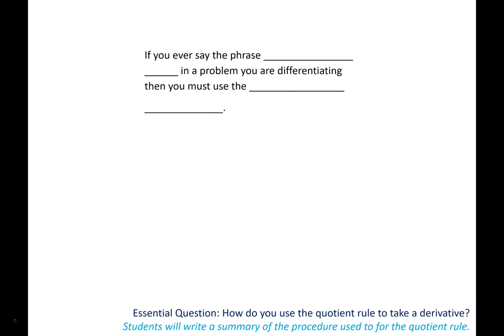If you ever see the phrase divided by in a problem, you are differentiating, then you must use the quotient rule. That's what goes out in the left-hand column. So divided by, or you recognize that it's division, or when you would say it, x squared divided by x, you know you're using the quotient rule.